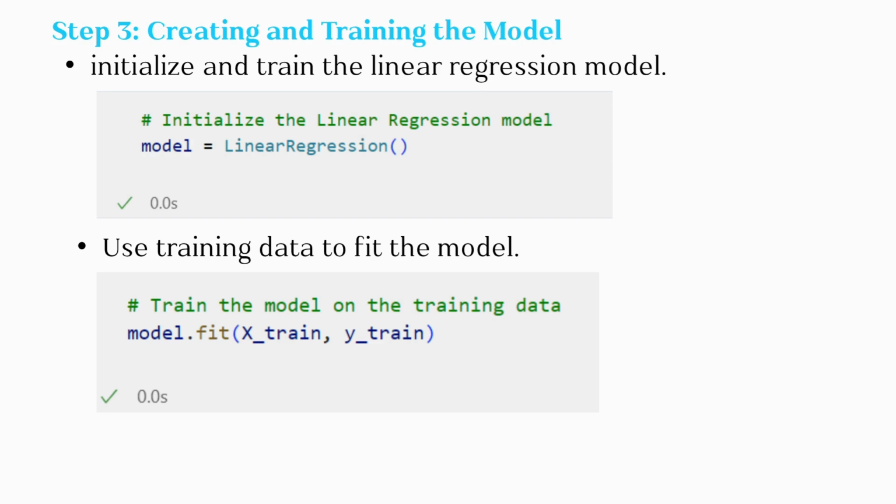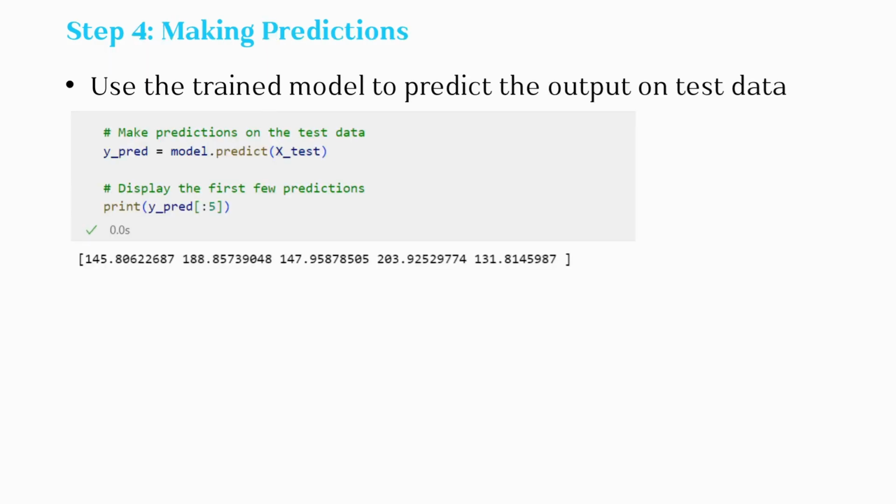With our model trained, it's time to make predictions. Here's how we do it. We use the predict method of our trained model to generate predictions based on the test data. This is done with the line y_pred equals model.predict(X_test). The predict method takes our test features, X_test, and returns the model's predicted values for the target variable.